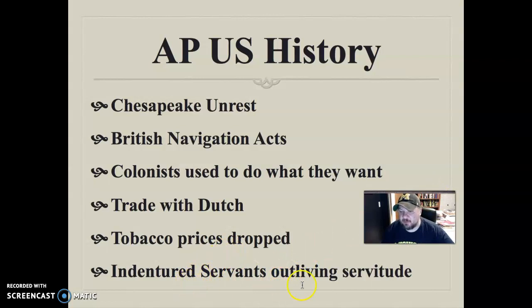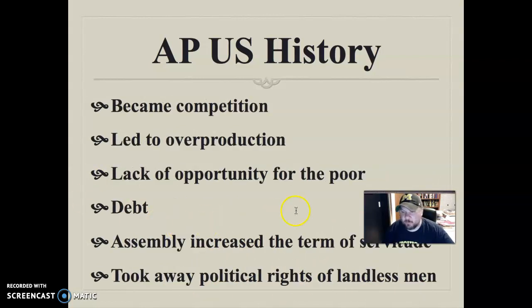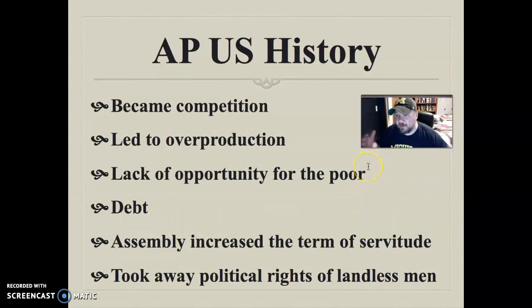The other thing is indentured servants were outliving their servitude. Why this was such a big deal is because they started becoming competition. They garnered land, a land of their own. They produced more tobacco, which led to more of it in the market, which lowers prices, and that creates an air of uneasiness. Those indentured servants also became poor because it makes it a little bit harder to make your mark with so much product on the market. It makes it tougher to pay off debts, for sure.